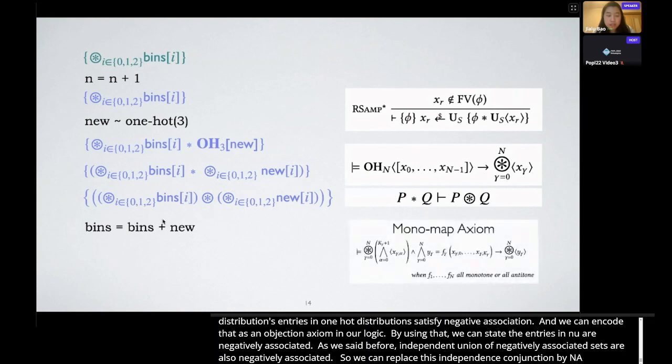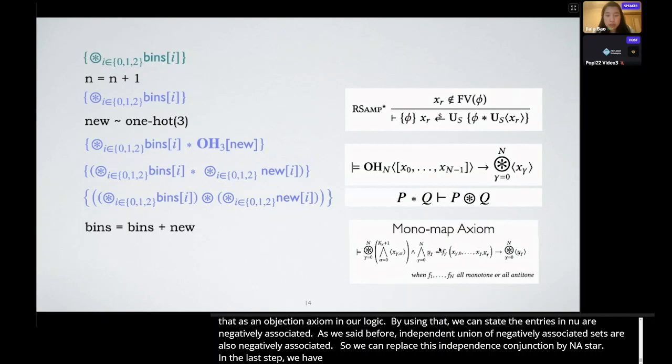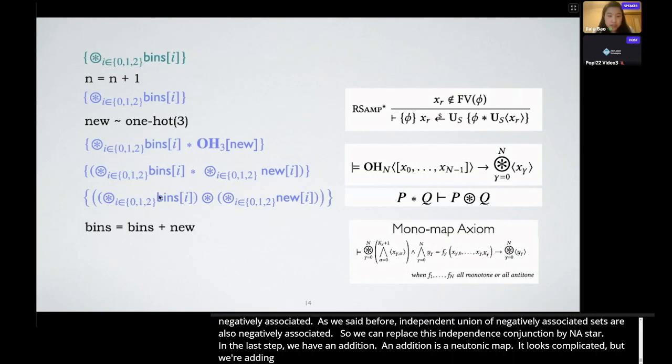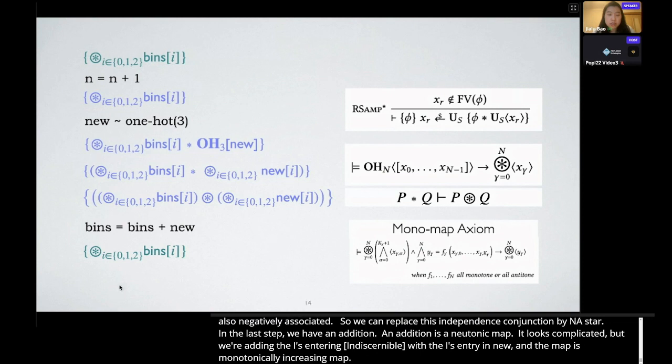In the last step, we have an addition. An addition is a monotonic map. The rule looks quite complicated, but it basically says because we are adding the ith entry in bins with the ith entries in new, and the map is a monotonically increasing map, the NA relation is preserved. So we establish the loop invariant.